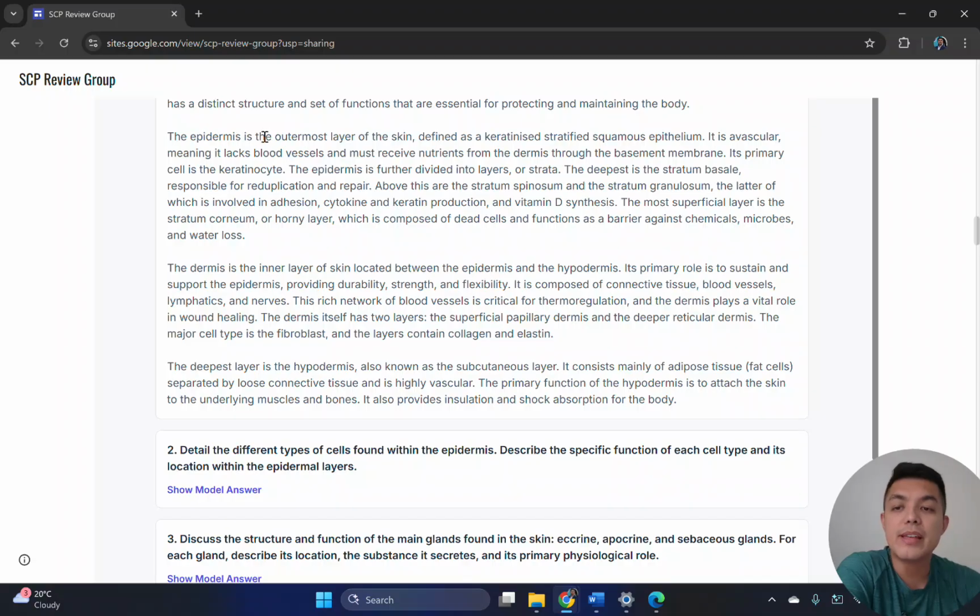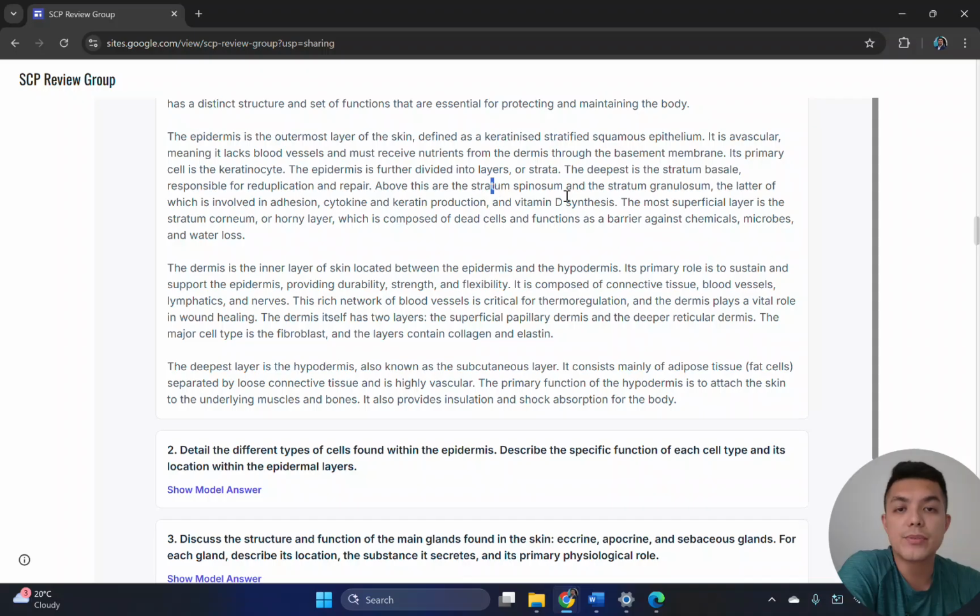And the epidermis is the outermost layer of the skin, defined as a keratinized stratified squamous epithelium. It is avascular, meaning it lacks blood vessels and must receive nutrients from the dermis through the basement membrane. Its primary cell is the keratinocyte. The epidermis is further divided into layers or strata. The deepest is the stratum basale, and this is responsible for replication and repair.